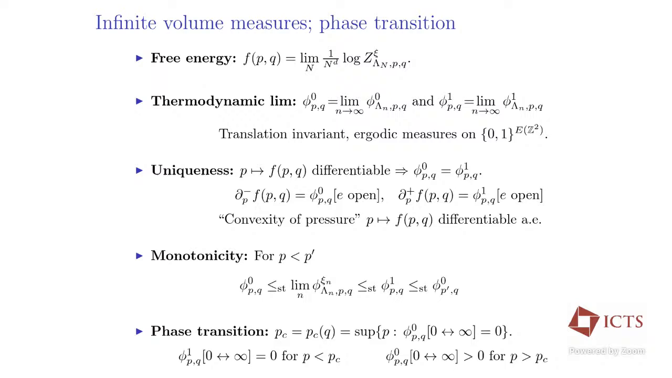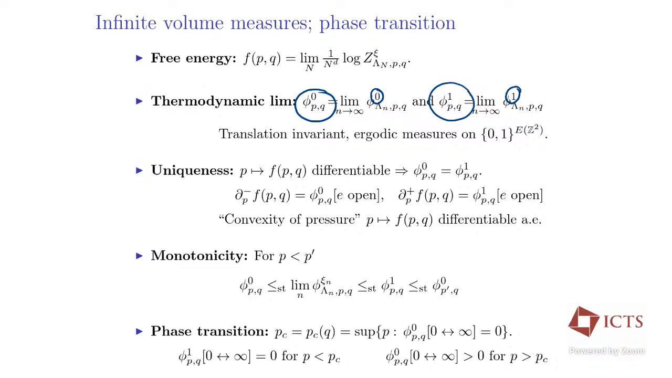Unfortunately, because of these boundary conditions issues, you could obtain different thermodynamical limits. But you can obtain at least two of them, namely phi 0 and phi 1, which are the limits as your graphs increase with free boundary conditions and wired boundary conditions. Both of these are translation invariant ergodic measures on configurations on the whole of Z2. And it turns out that they are almost always equal, but could be non-equal.